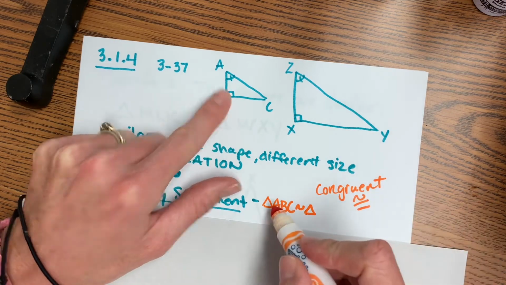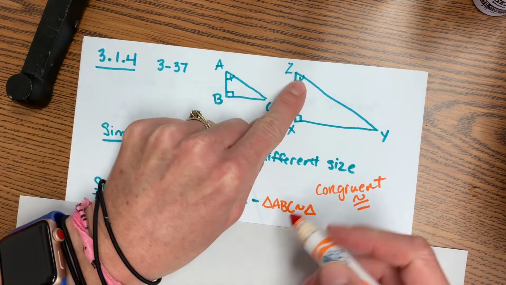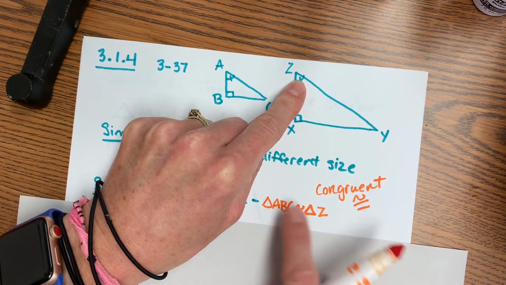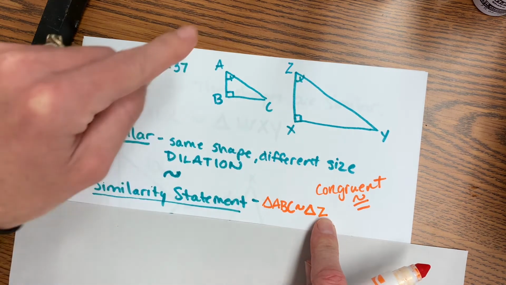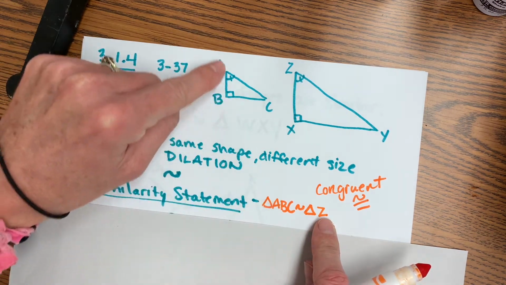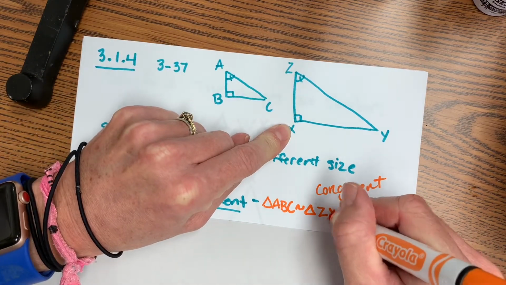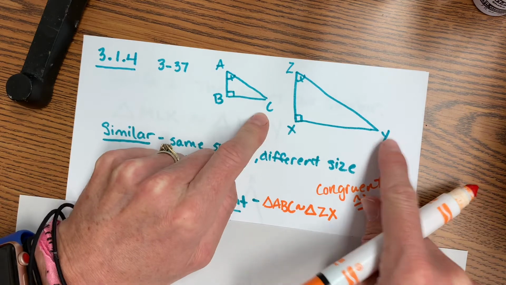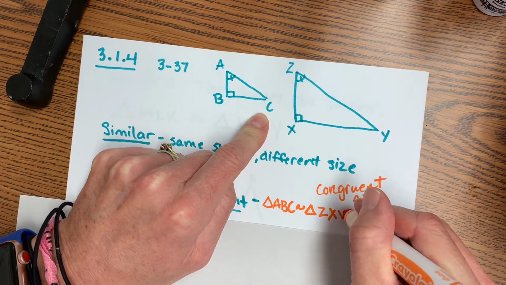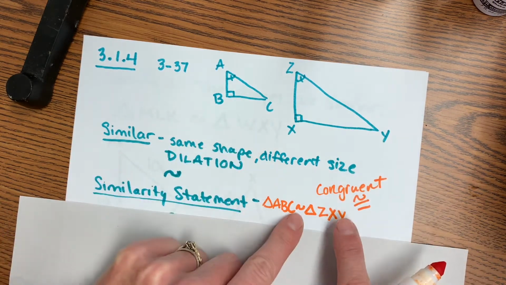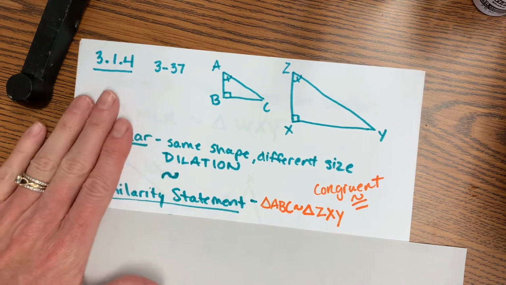So angle A we said was congruent to angle Z, so Z has to go first. Since A went first, Z has to go first. And then I went A to B. A to B, this side right here corresponds with Z to X. So X has to go next, and that leaves me with C and Y, which we already said were congruent angles anyhow. So C has to be in the same placement as Y.